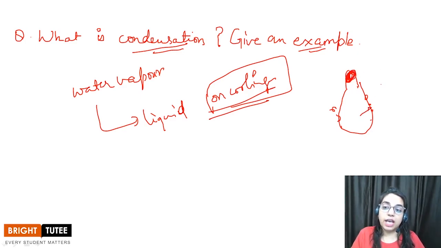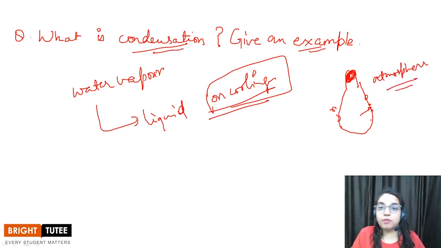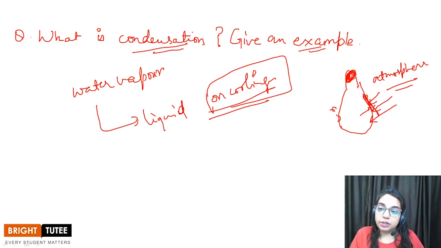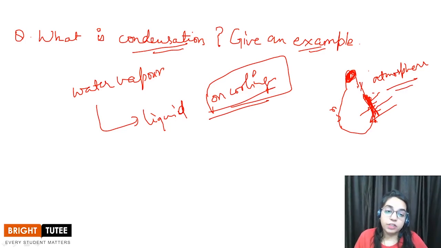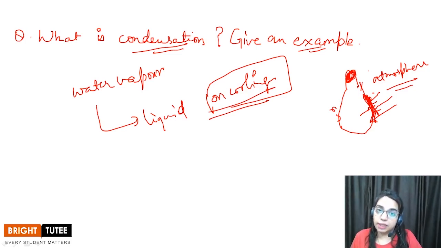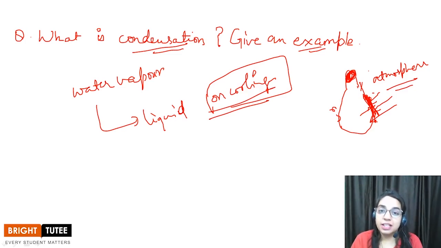So this water has come from the atmosphere, because we know in atmosphere we have water vapor, and when the water vapor comes in contact with this cold water bottle, it cools down and it is condensed to form liquid droplets. Okay, so this is the example of condensation from daily life. And how we can define condensation? Condensation is the process wherein water vapor is converted back into the liquid state on cooling. Okay, so this was all about the question and answers from the session that we have covered so far.